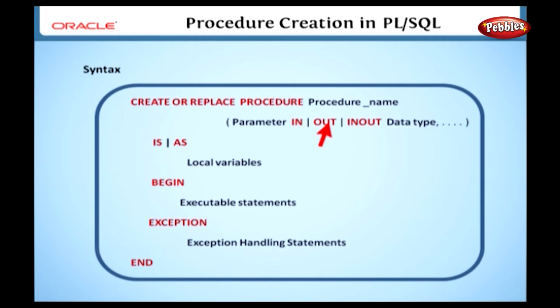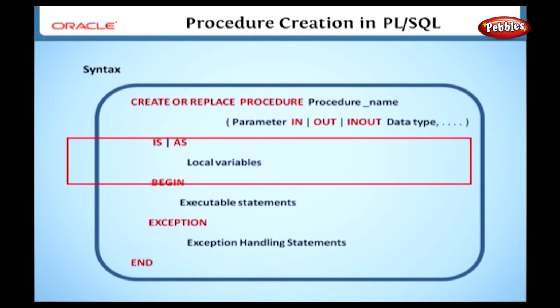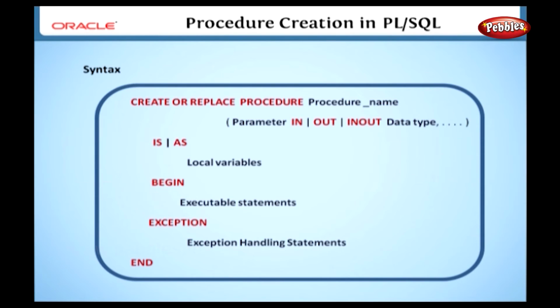OUT. In this mode, parameters can be returned from the procedure, but inside the procedure, the parameters work like an uninitialized variable. That is, we can't assign this value to another variable. And IN OUT. In this mode, we can pass and return values from the procedure.